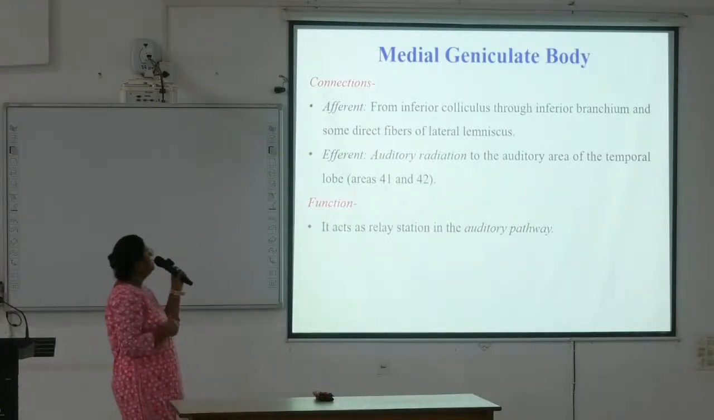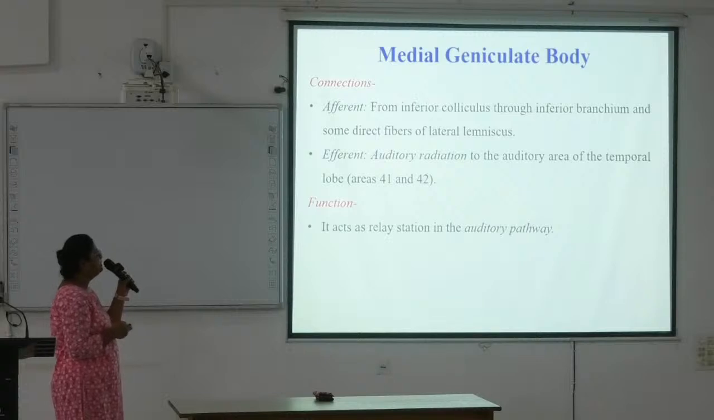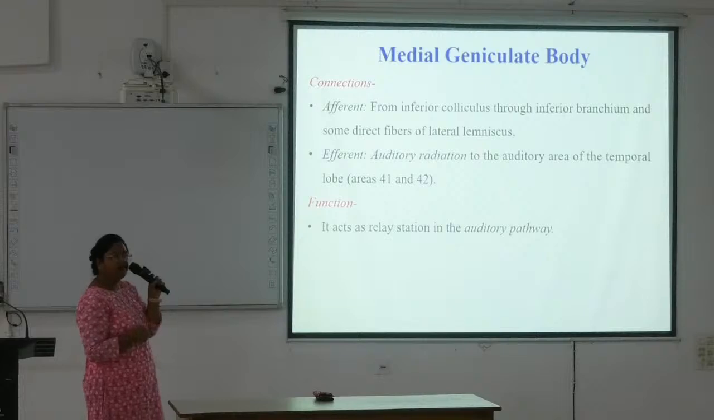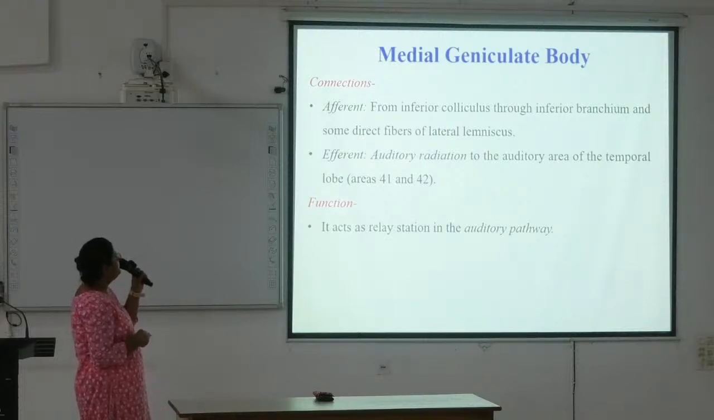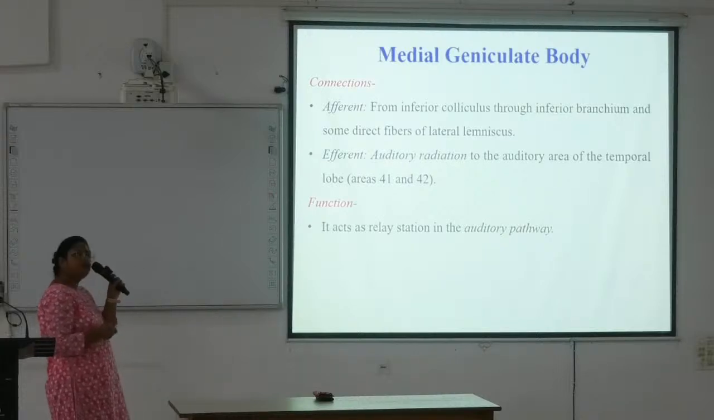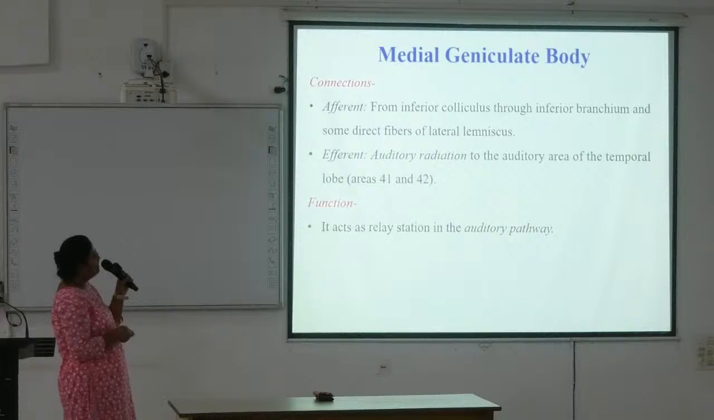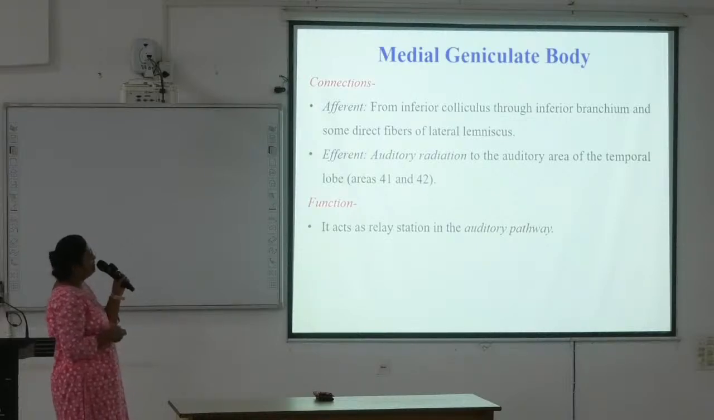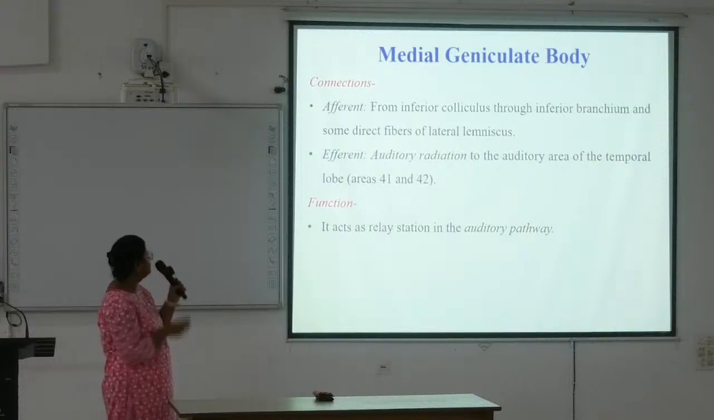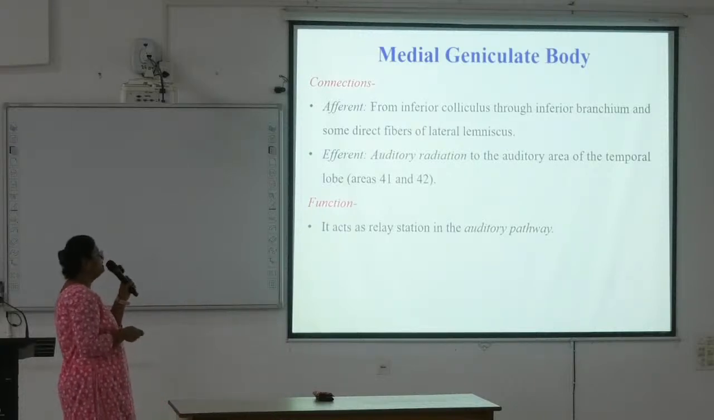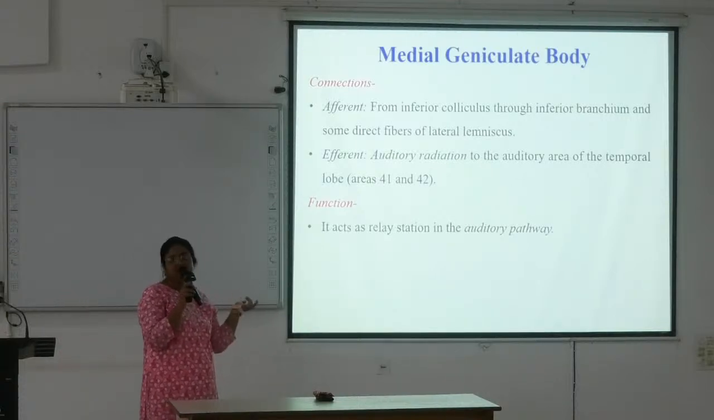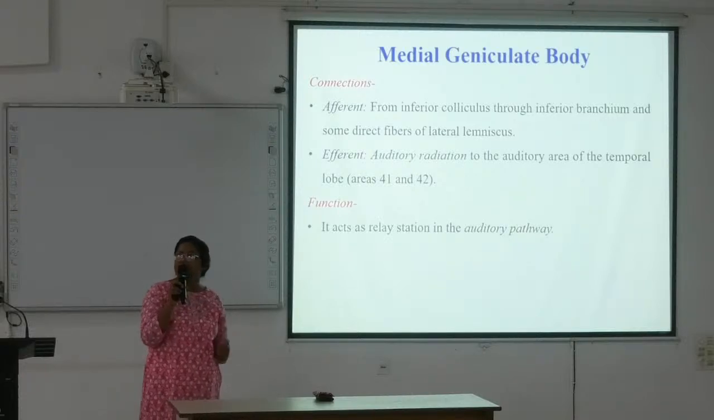Next, what are the connections? It gets its afferent connection from inferior colliculi through the inferior brachium and some direct fibers from the lateral lemniscus. And efferent is going as auditory radiation to the auditory area of the temporal lobe. That is auditory area, you have seen Brodmann's area 41 and 42, in the superior surface of temporal gyrus, superior temporal gyrus. Function, it acts as relay station in the auditory pathway. Okay, that you have to remember. So, medial geniculate body acts as a relay station for auditory pathway.